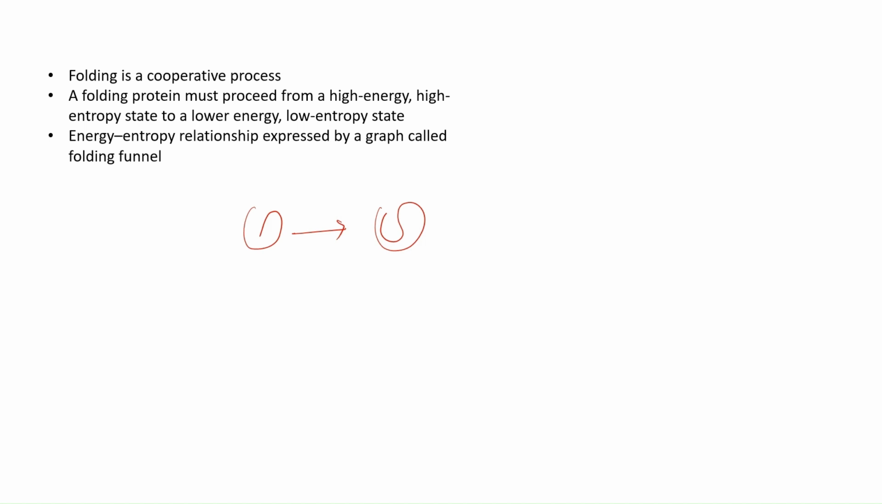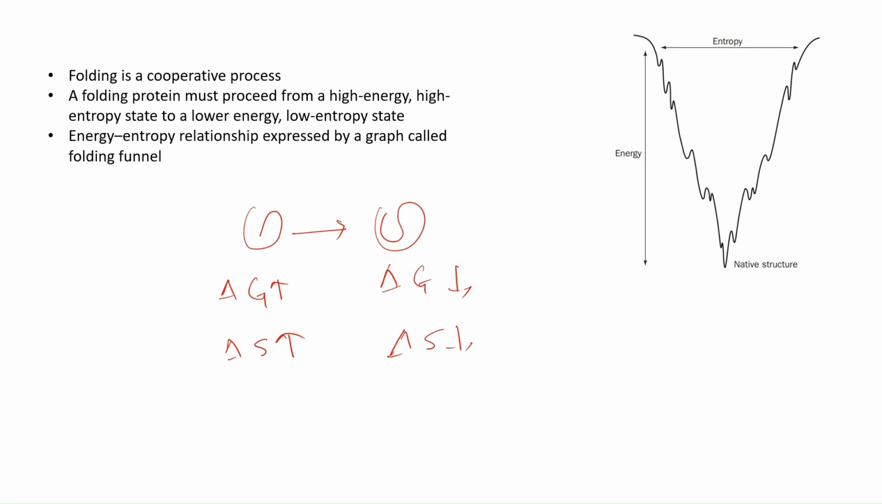Now, as we all know, thermodynamically the process is favorable. Why? Because the completely folded protein has the lowest Gibbs free energy. The Gibbs free energy of the unfolded protein is higher. Similarly, entropy is higher for the unfolded protein and lower for the folded protein. So thermodynamically, folding of a protein is favored. This folding process will be continuous until a state is reached with its lowest free energy. And this is expressed by a graph known as the folding funnel graph.